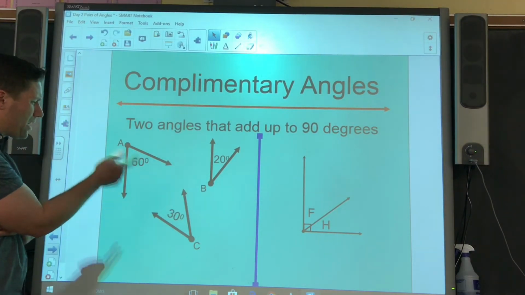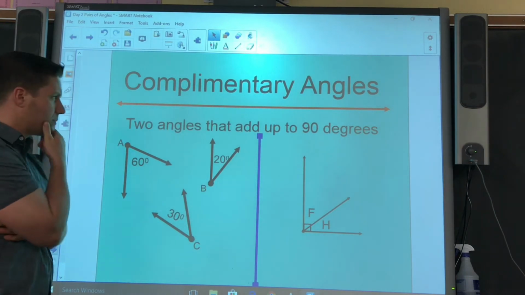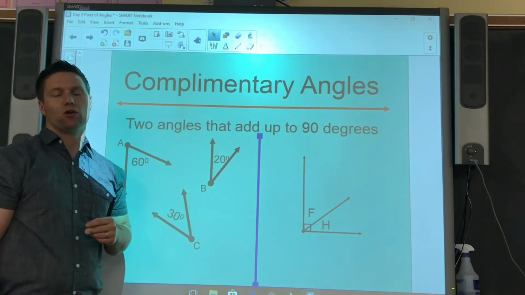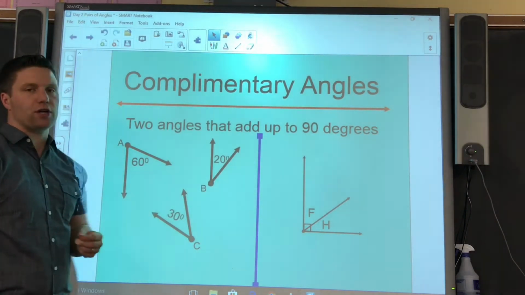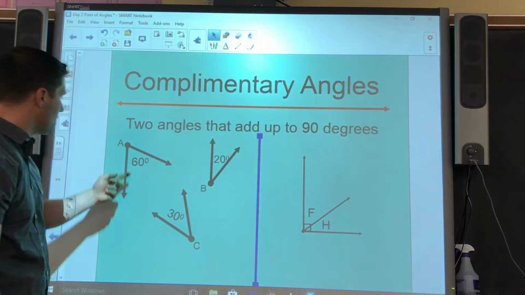Okay, wait a minute. They got three angles here. Are any of those complementary? Well, let me think. 60 plus 20 is only 80, so those can't be complementary. 20 plus 30 is only 50. That's not 90, so those aren't complementary.